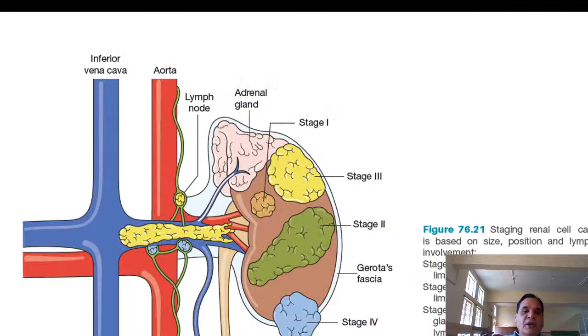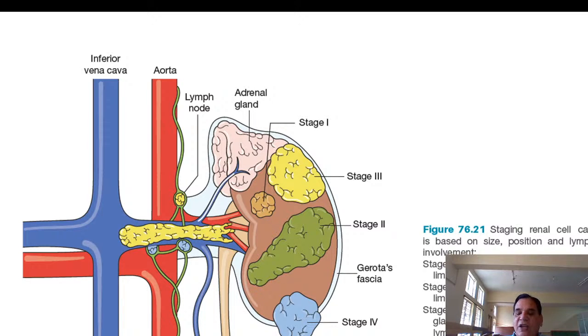Okay. Now this figure is self-explanatory. This is the staging, the latest classification. Stage 1. Tumor less than 7 cm in largest dimension and limited to kidney. Stage 2. Tumor more than 7 cm in largest diameter but limited to kidney. So this 7 cm is the mainstay. Less than 7 cm in kidney, stage 1. More than 7 cm in kidney, stage 2.